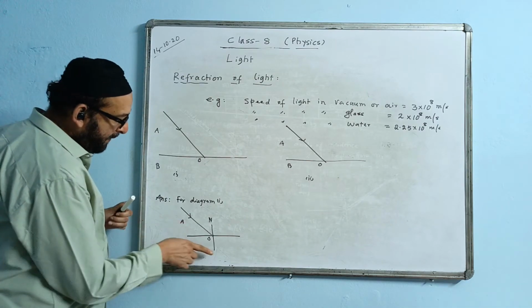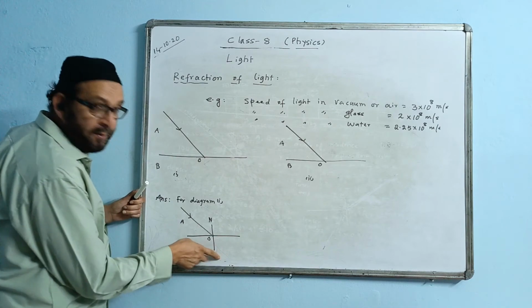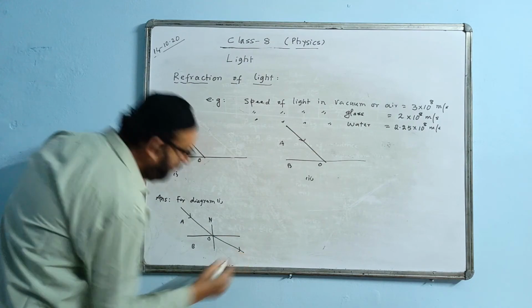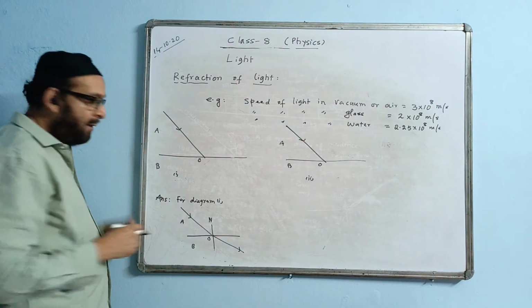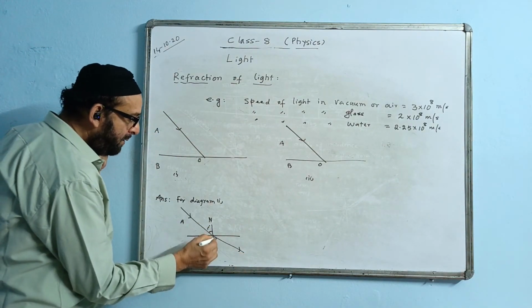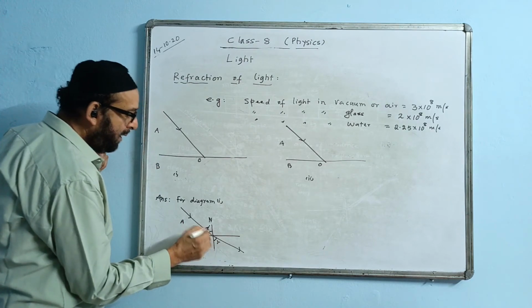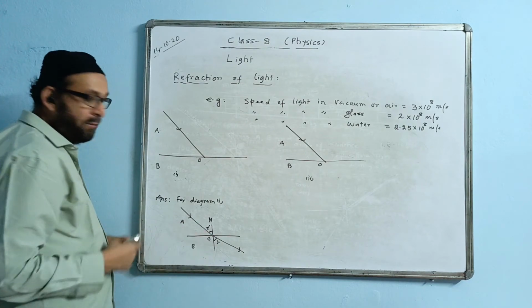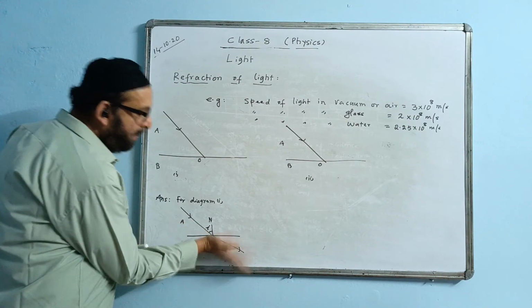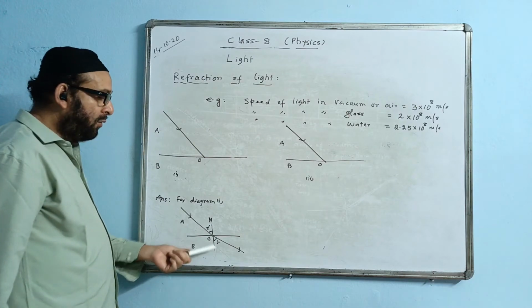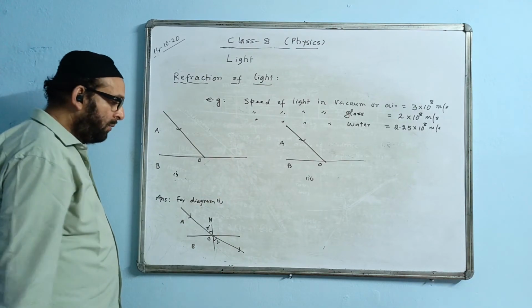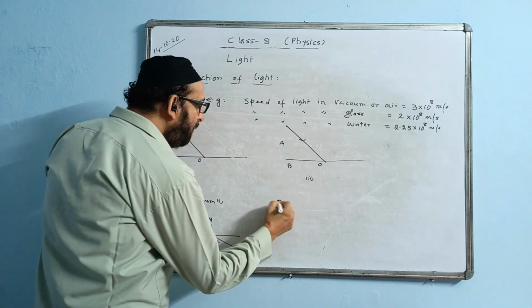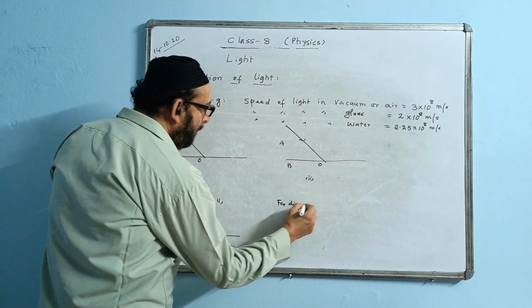Now the question says the speed should increase, speed up. Speeding up means the ray should go away from the normal. So the ray will go away from the normal, like this. This is how you complete it. Mark here I and mark this angle as R. If the speed is going down, it will bend towards the normal. It will not go straight, rather it will be bending away from the normal, to the other side of the normal. This diagram is complete.